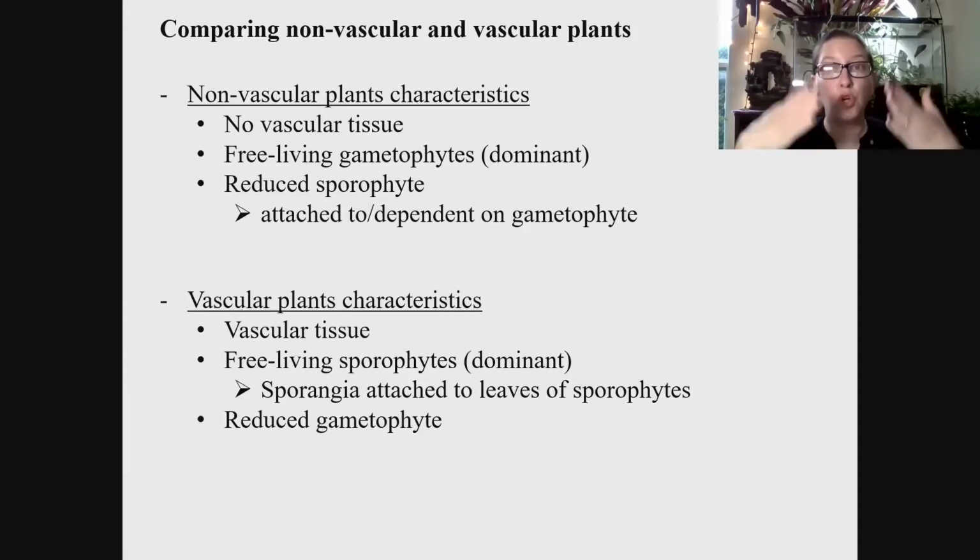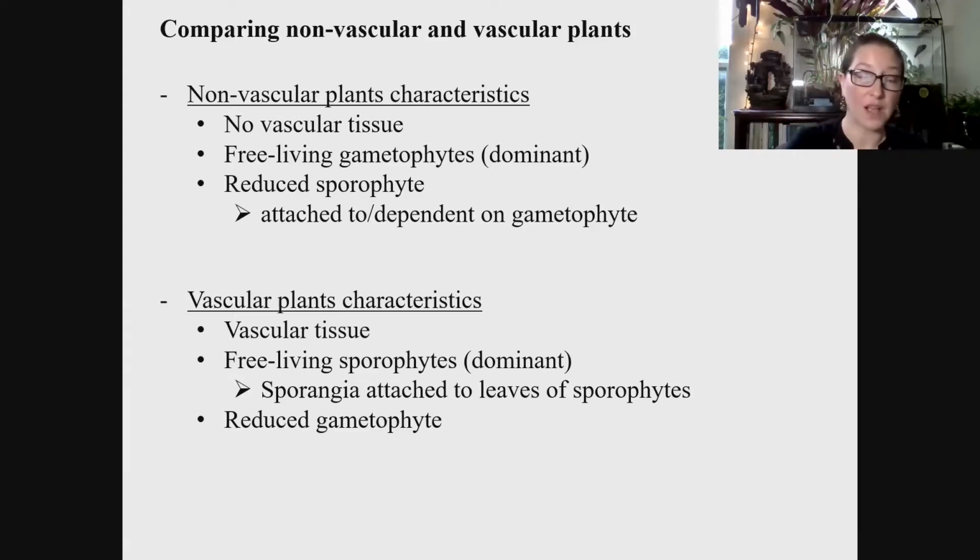So when you look at a fern, or a lycopod, or a conifer, what you're seeing with your eyes is the sporophyte generation. And on those sporophyte plants, the sporangia are now going to be attached to leaves.